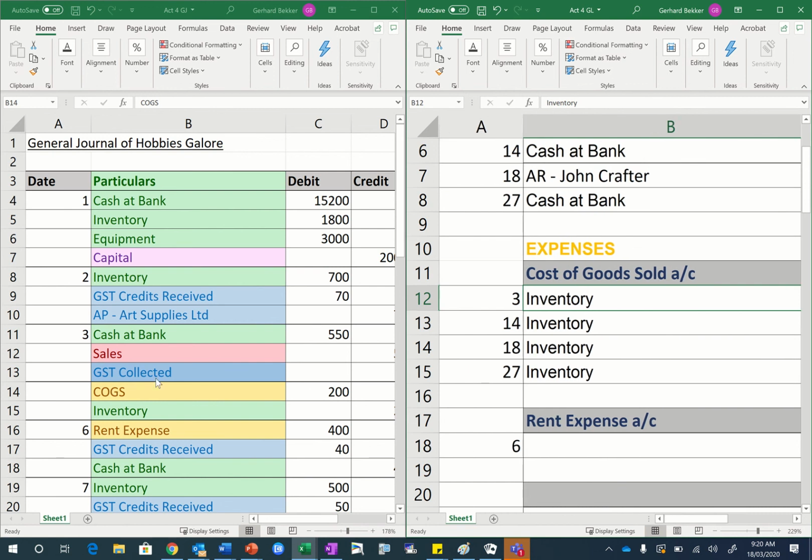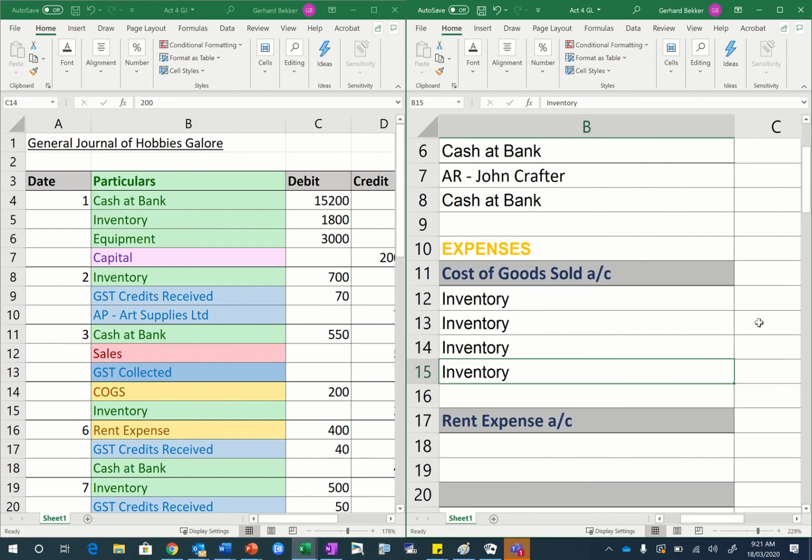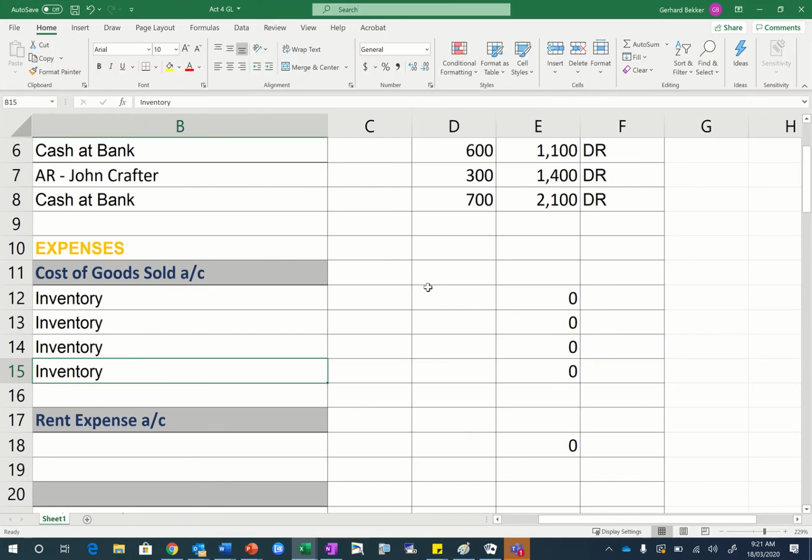So the first time I see COGS was on the 3rd. How much did I have? 200. Was it debited or credited? It was debited, so I'll put in a debit amount of 200. If I've done this right, I should update my balance. It has updated, so I know I've done this right.